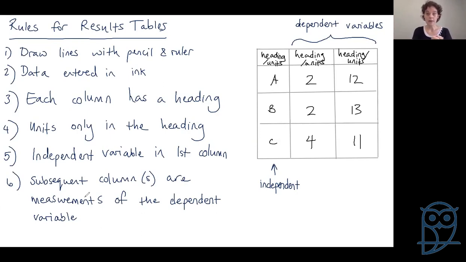Right, so are we happy? We've got our rulers, we've got our pencils, we've got our pens. So we can draw this table properly. We're going to have boxes around everything. Okay, each column has a heading and our units only ever go in that heading. Okay, then we have our independent variable in the first column, left-hand side, and then our subsequent columns are measurements of the dependent variable.